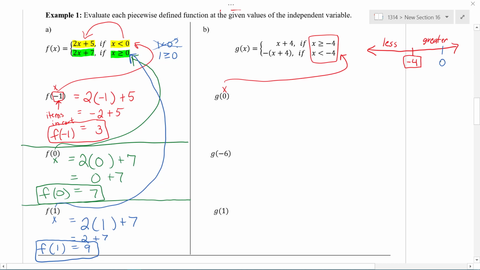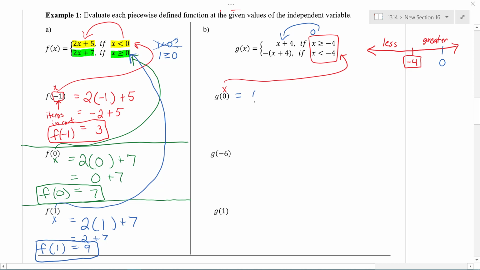Now if you have a hard time with negative numbers, you can ask yourself, would you rather have negative $4 in the bank or $0 in the bank? And if you said $0 in the bank would be better, then 0 must be greater than, or to the right of, negative 4 on the number line. So is the x value that we're looking at, 0, greater than or equal to negative 4? Yes, it is. It is greater than negative 4 because it is to the right of negative 4 on the number line. So I'm going to use that top equation.